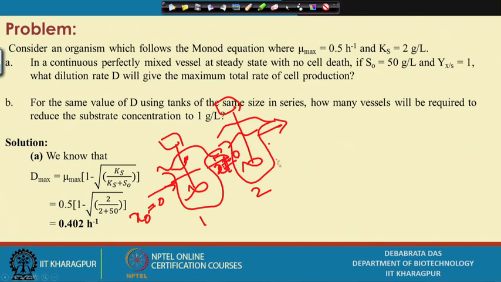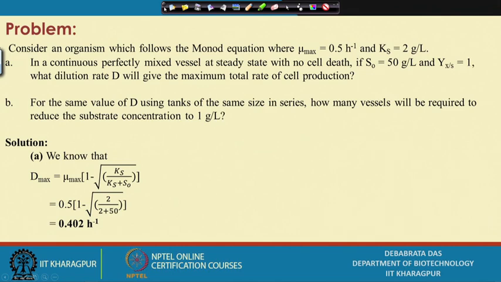So what do you have to do? You have to write the cell mass balance in this equation, and only then can you solve it. This problem deals with this. I hope you will understand that. Let us see how we have done that. Now, the problem is: consider an organism which follows the Monod equation with this mu max value, and K s is 0.2 gram per liter. In a continuous perfectly mixed vessel at steady state, no cell death, S 0 equal to 50 grams per liter, Y x by s is 1.